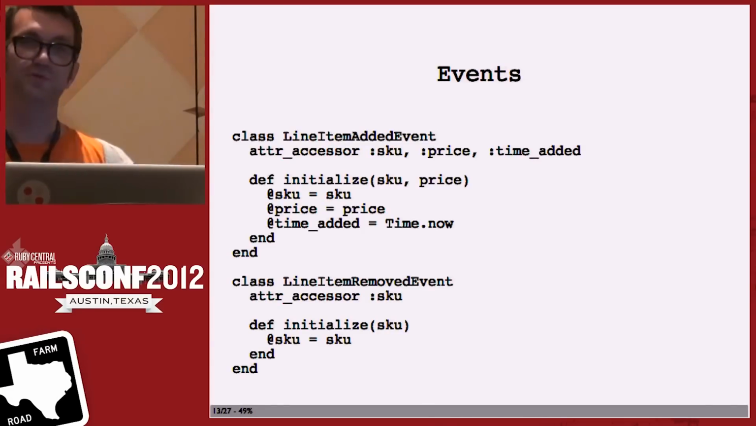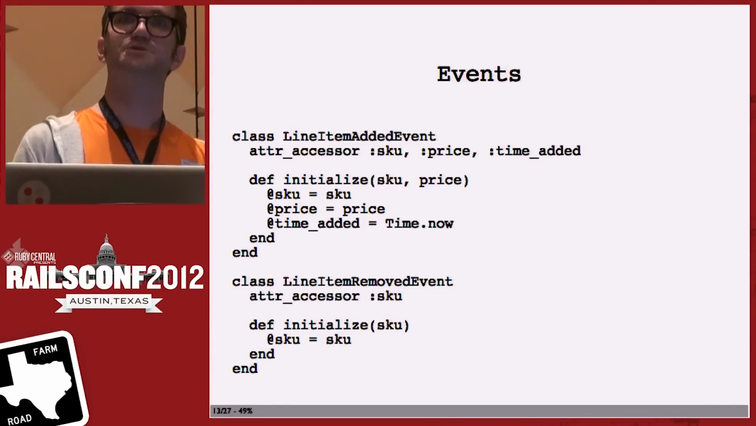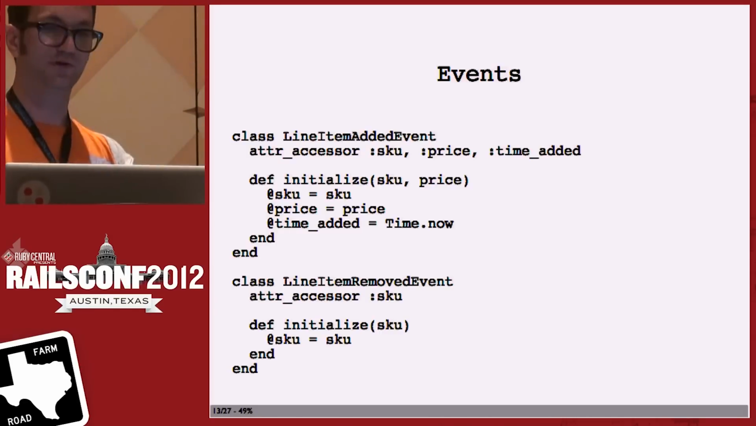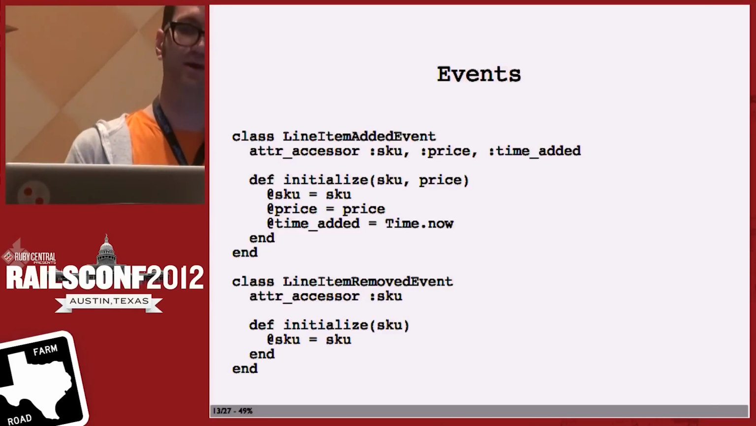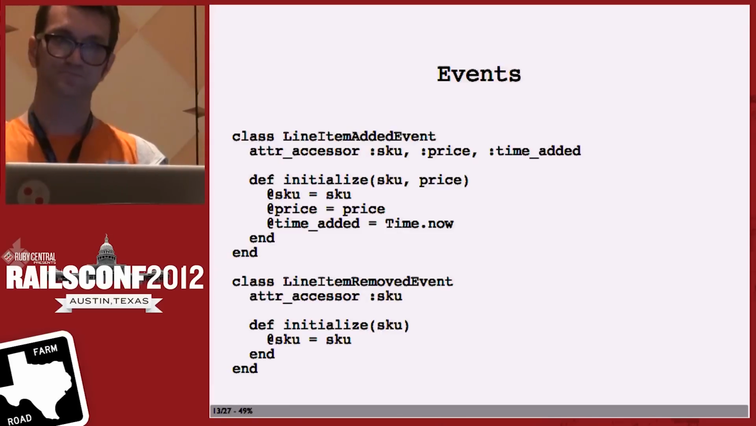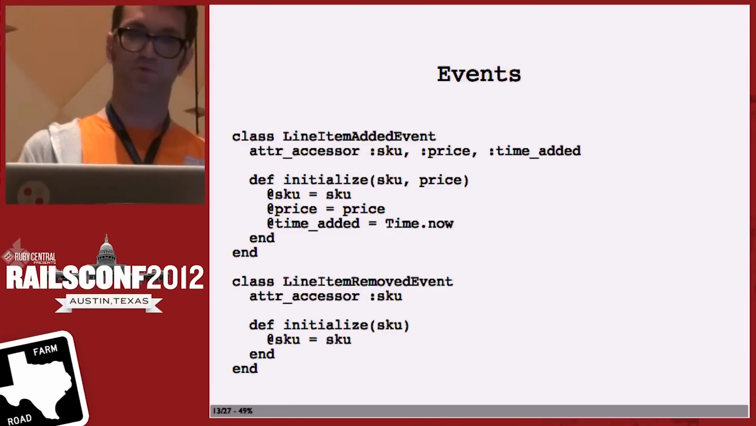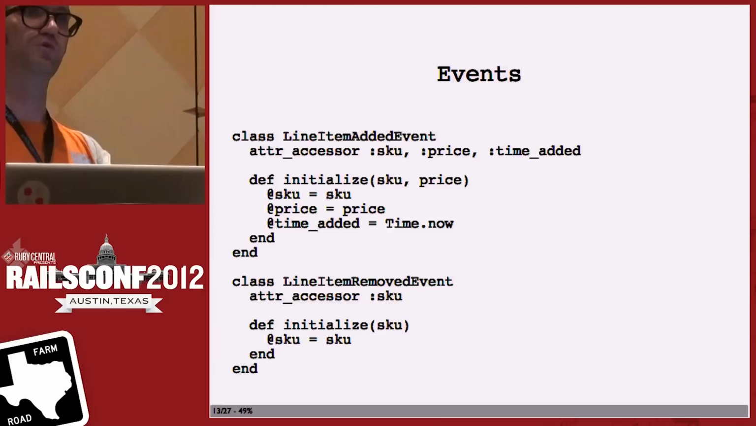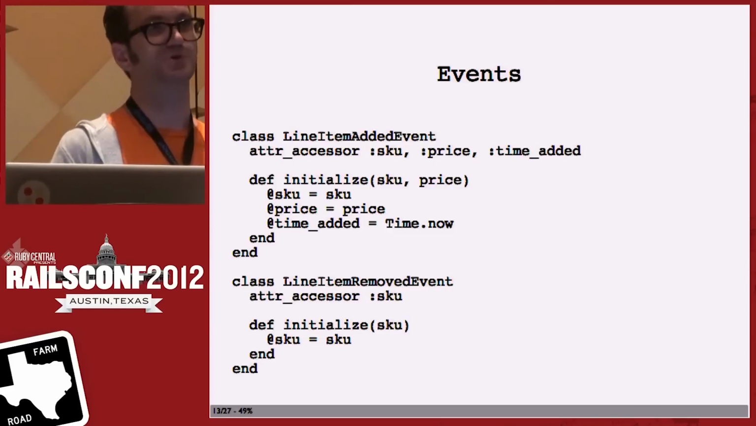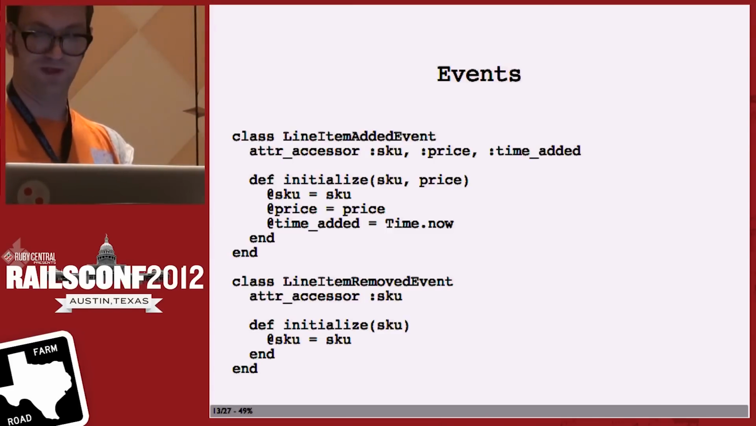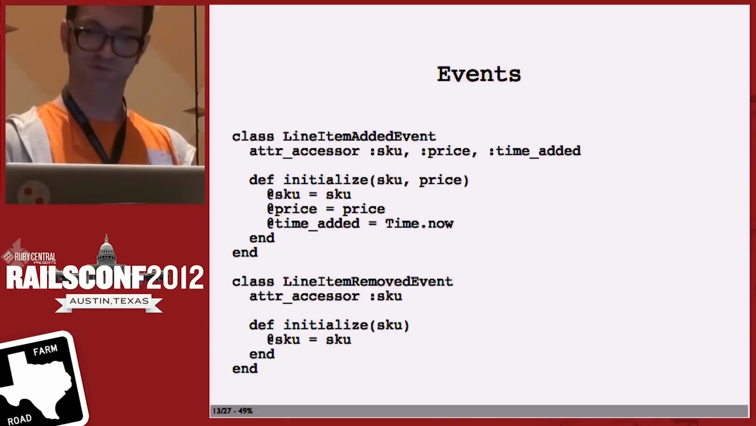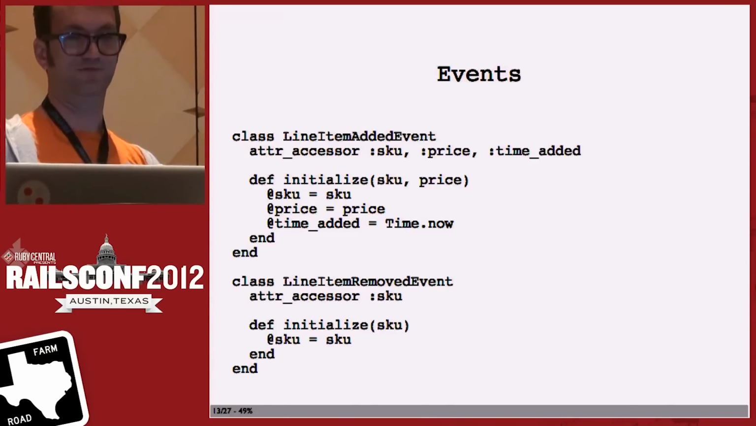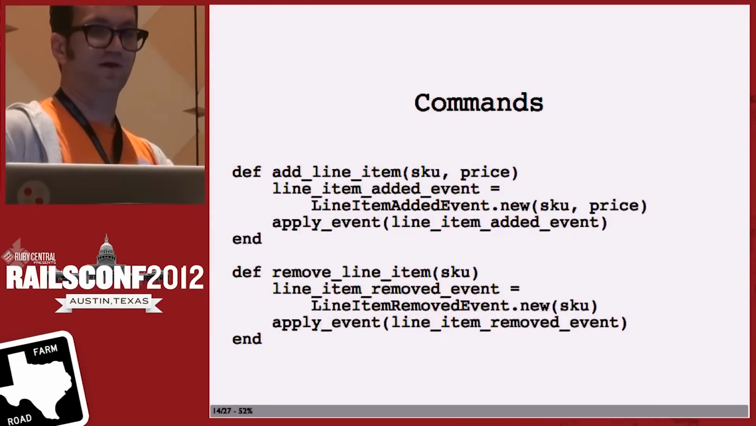So then we've got a couple of events. These, again, are just plain Ruby objects. The line item added event is going to take a SKU and a price and a time added. Same thing with the initializer, and then the line item removed event just needs a SKU. So we're just going to remove the line item that matches this particular SKU. In reality, that's probably a bit simple, but I wanted all the code to fit on one slide, so we left out details.